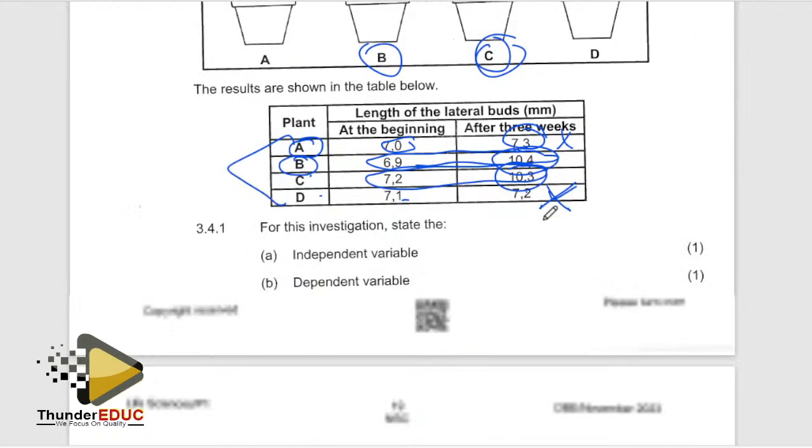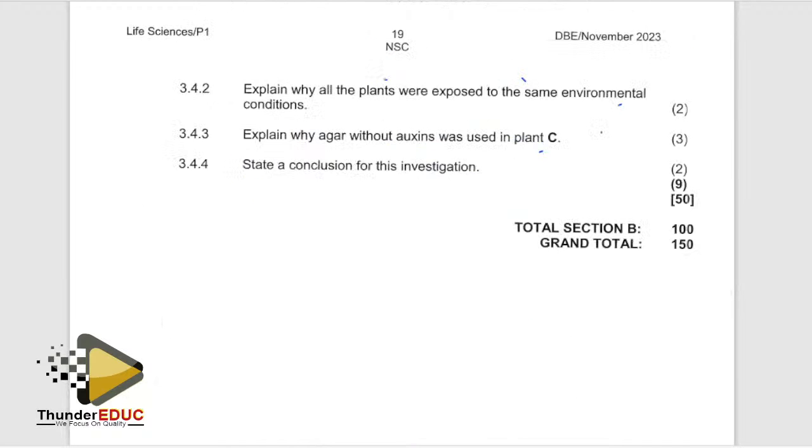Guys, I think that's the paper. I have not left any question which is not answered. I think I've answered each and everything.